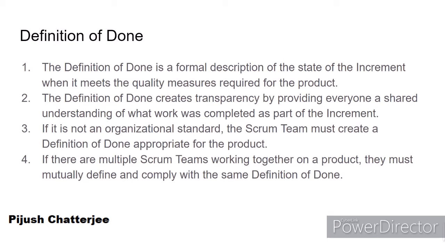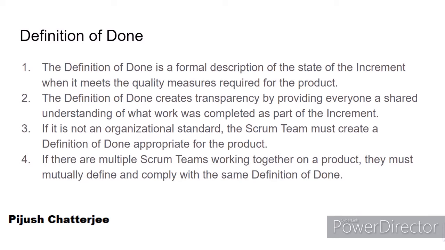So the next big topic is the definition of done. I would focus more on the definition of done because it is a very important concept in Scrum itself. The definition of done is a formal description of the state of the increment when it meets the quality measures required for the product. For example, if you are doing a project in the software industry and you want to make sure that your code quality is right, you are following all the standards that your organization needs to follow. For example, you need to do unit testing, integration testing, or any kind of regression testing as part of your development. As well, you might need to do a security review, and your SonarQube code quality gateway needs to pass. So all this comes under the definition of done.